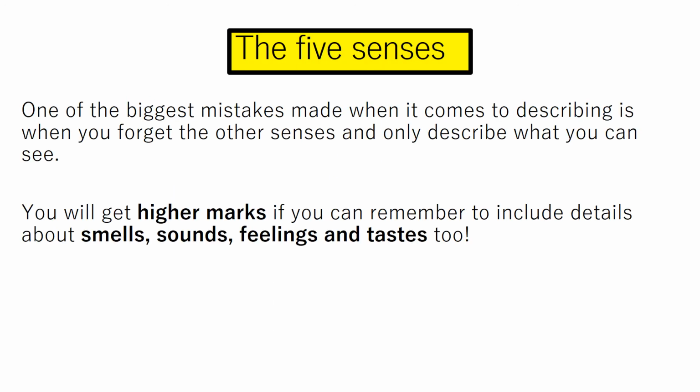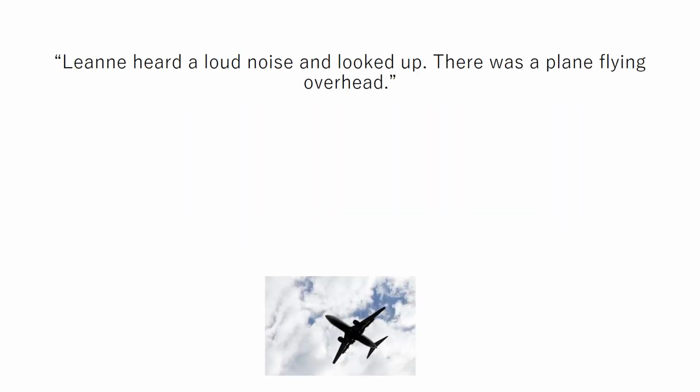Now the last thing we're going to look at is the 5 senses, okay, and how you can use them to help you describe more effectively. Students often make the mistake of just using their sight as a way of describing, but you will get higher marks if you can include details about smell, sounds, feelings and taste as well. Here's an example, okay, and let's see how we can improve the quality of this. So Leanne heard a loud noise and looked up. There was a plane flying overhead.